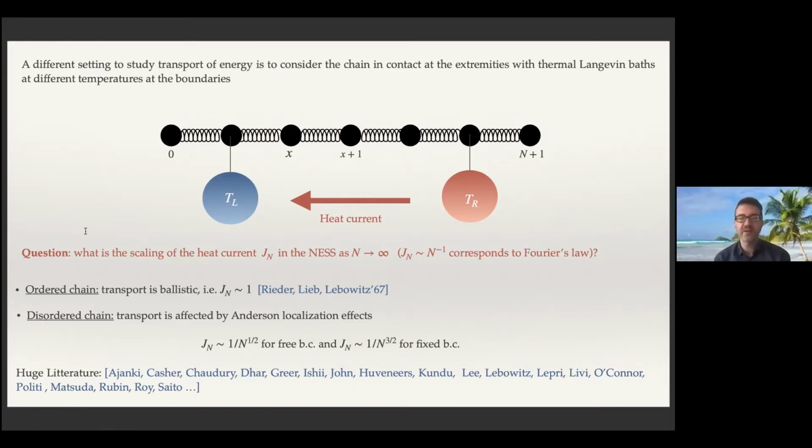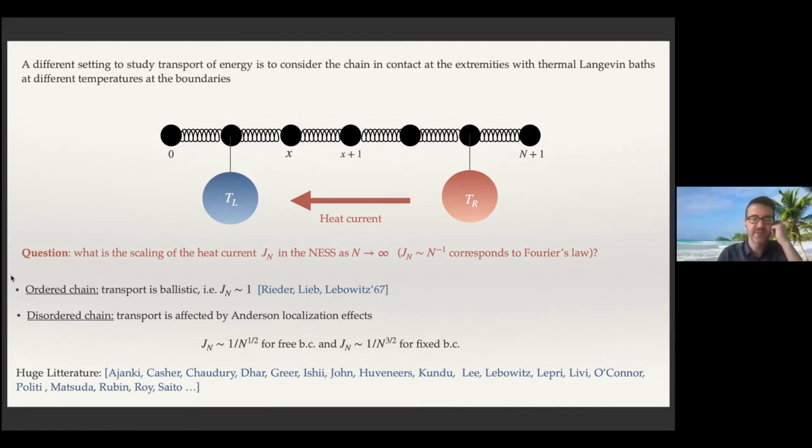And this heat current, averaged in the non-equilibrium stationary state, I denote by J_n. A typical question, which is standard in this field, is what is the scaling with respect to the length of the chain of this heat current in the NES as n goes to infinity. In particular, if you have Fourier's law, this average current should scale like n^-1. If you don't have this scaling, it means that you don't have Fourier's law.